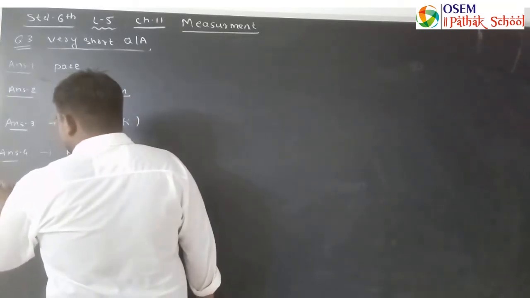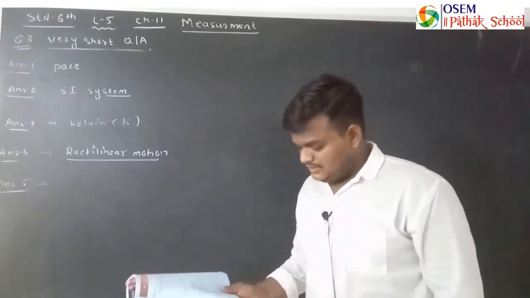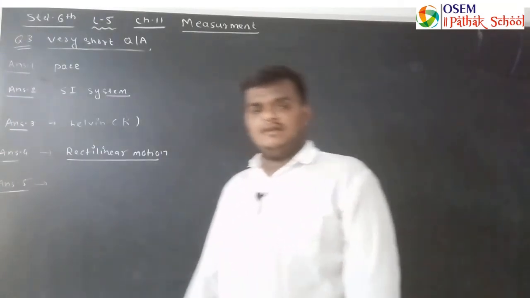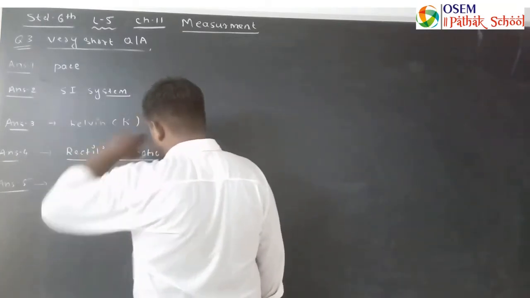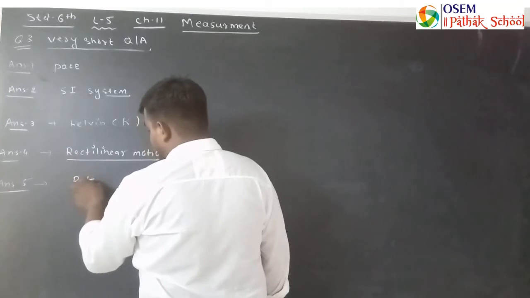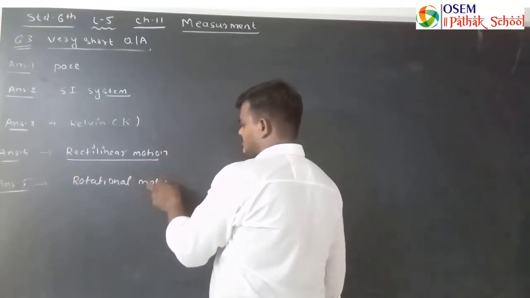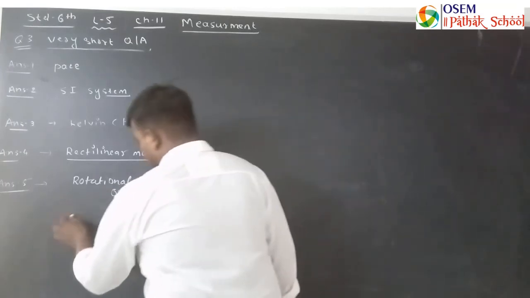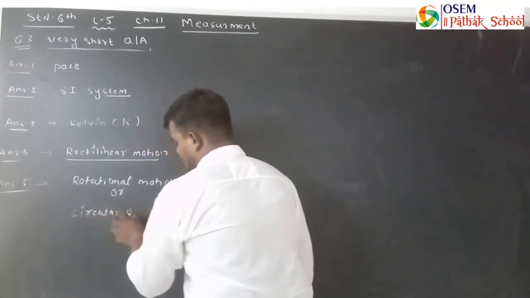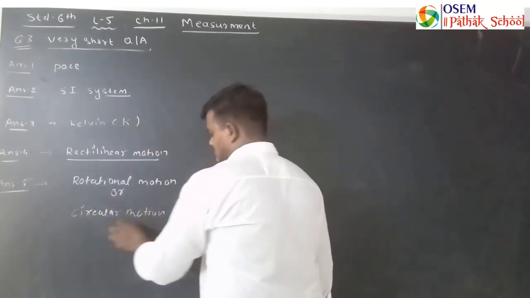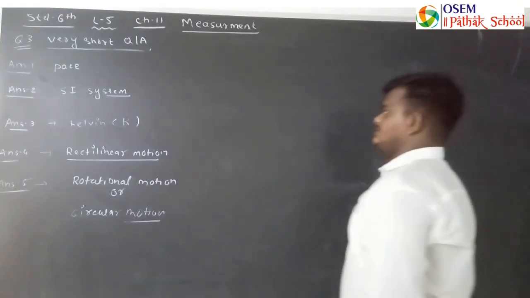Now the question number 5. Question number 5 is given to you, the motion of a giant wheel. It is known as a rotational motion. It is considered as a rotational motion or circular motion. So these are the session of very short question answer.